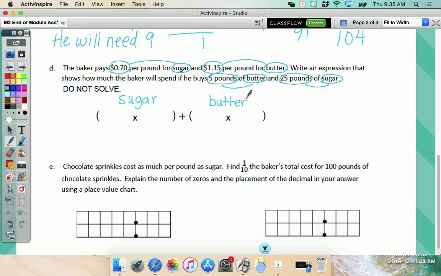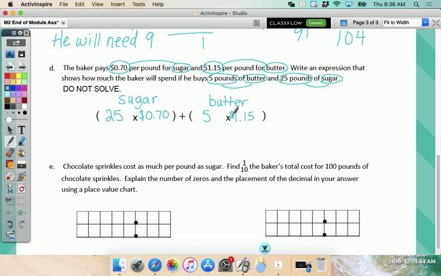Okay? How much sugar, Fernanda, are we going to buy? 25 pounds. Morgan, how much does the sugar cost? Got it? Adam, how much butter are we going to buy? 5 pounds. How much does the butter cost? Yasmin? You're done. That's all you have to do. Write the expression, that's it. Think you can handle that?